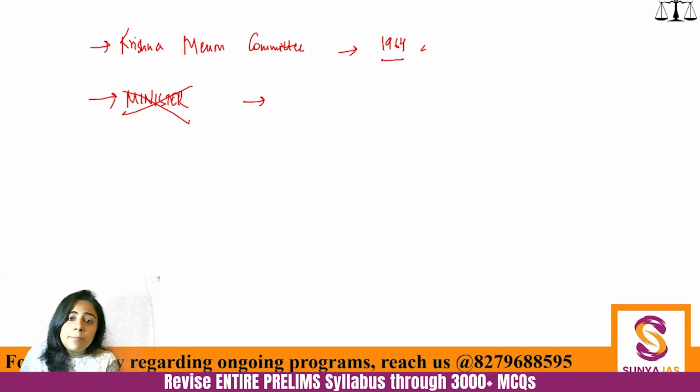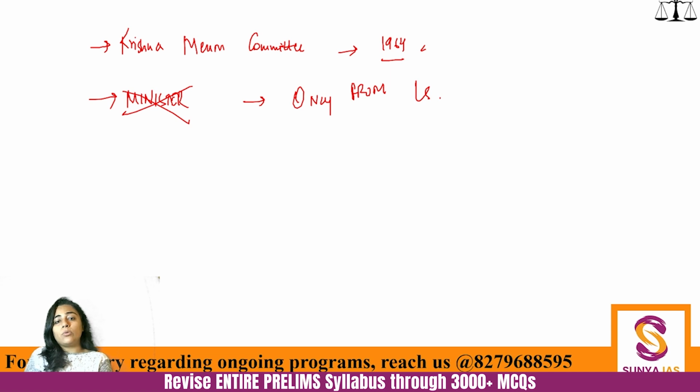Now, the members can be only from Lok Sabha. The chairperson can be only from Lok Sabha. Only from Lok Sabha, the chairperson, not the members. Every committee has some unique things, right? The Estimates Committee cannot have members from Rajya Sabha at all. The Committee on Public Undertakings cannot have a chairperson from Rajya Sabha. So these are the things from where UPSC is now starting to make questions.